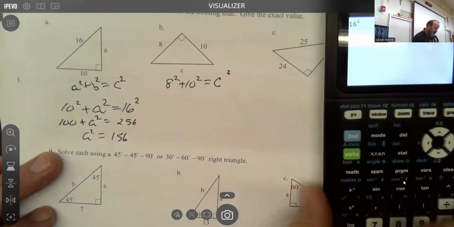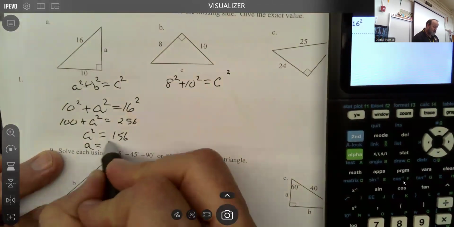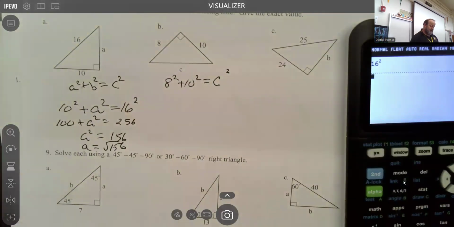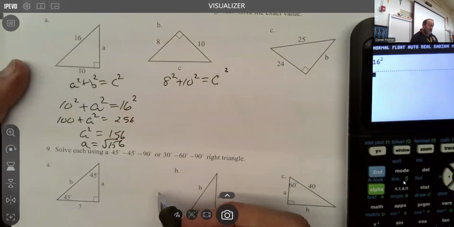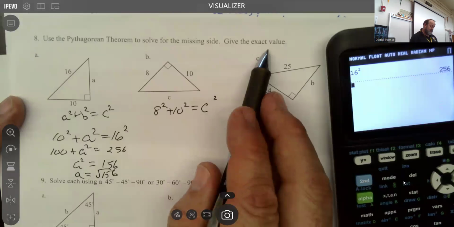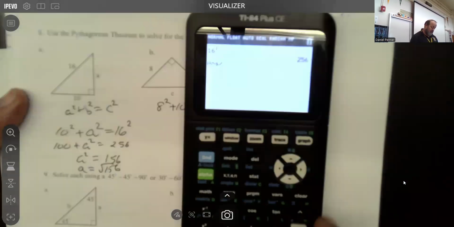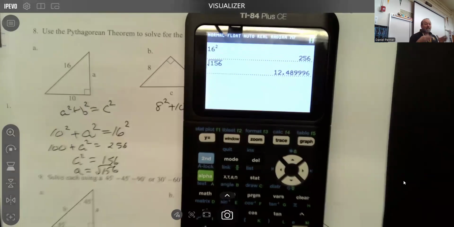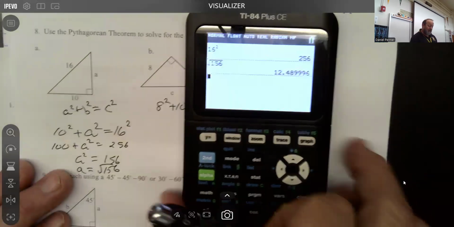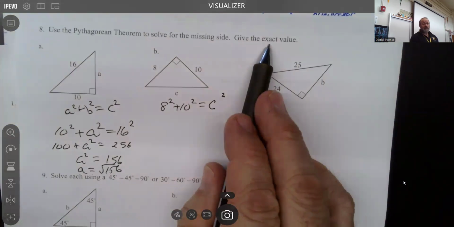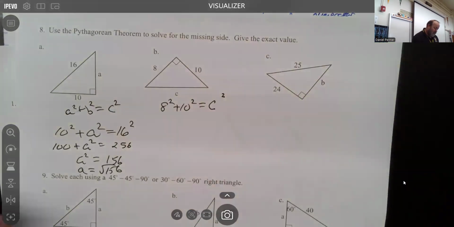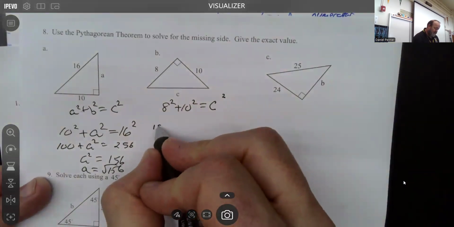So that would tell me that a is the square root of 156, which is okay, but that's really not a very good value. I want to see if I can simplify that a little bit because I want to do this in exact form. And what a lot of us have done historically is taken the square root of 156 and said that it's 12.48. But that's not really 12.48, that's about 12.48. I can't write a decimal that is exact because this decimal technically goes on forever and it never repeats.